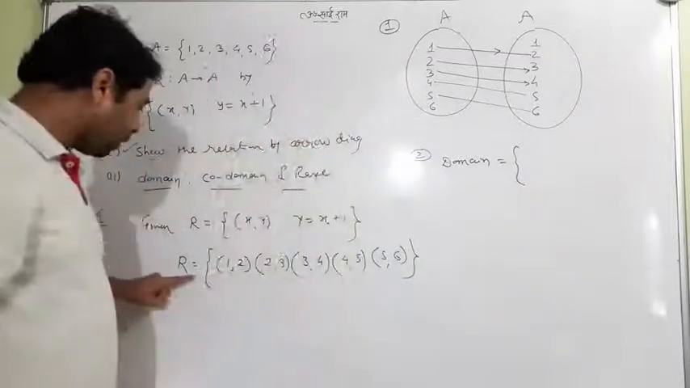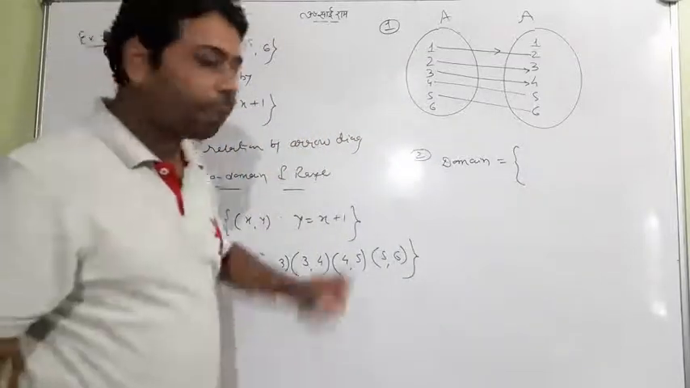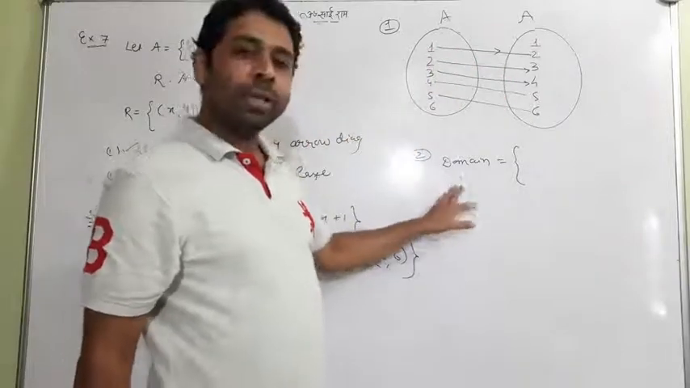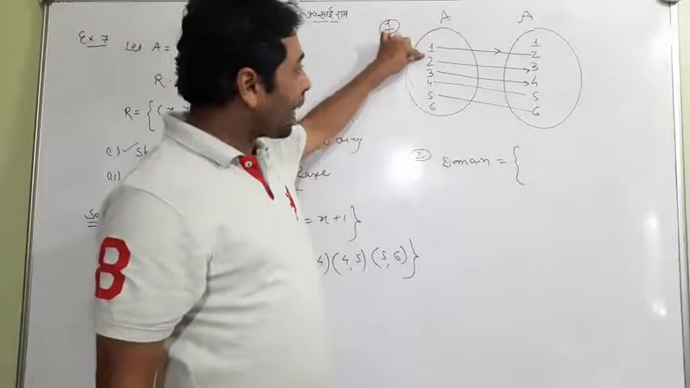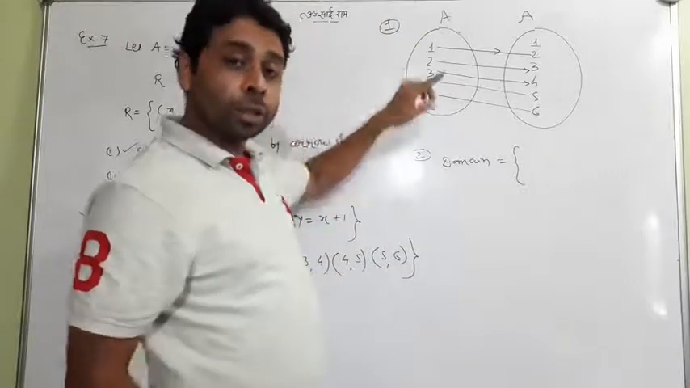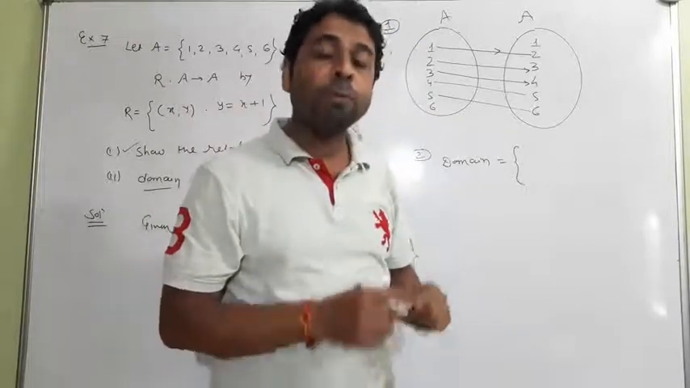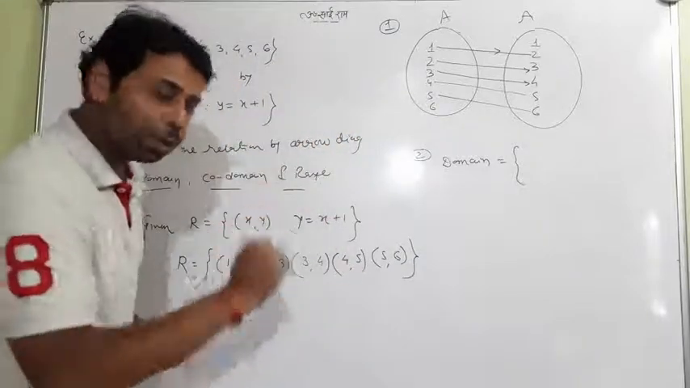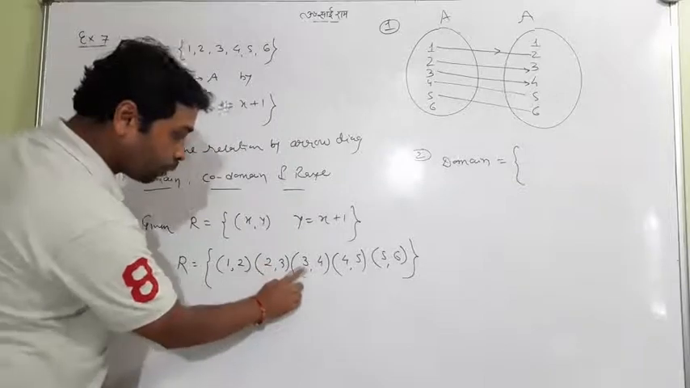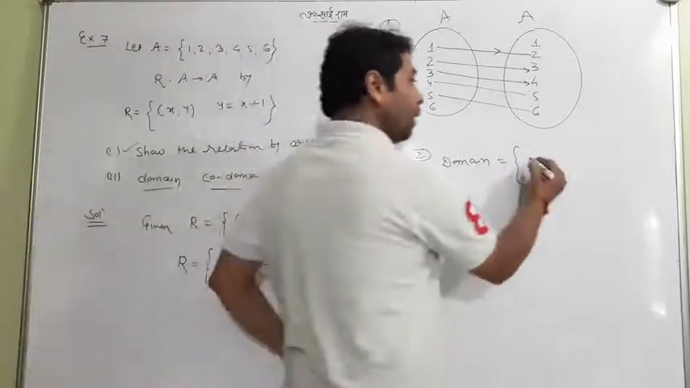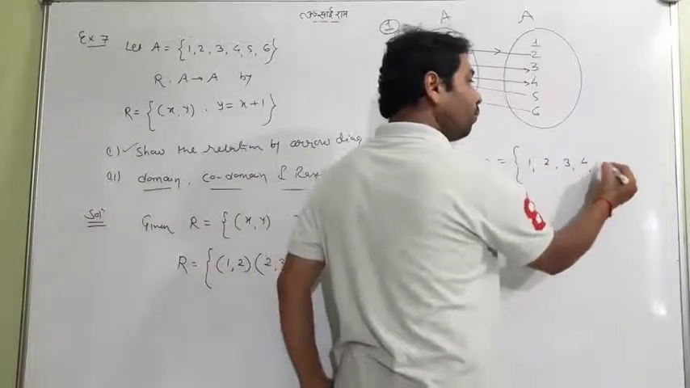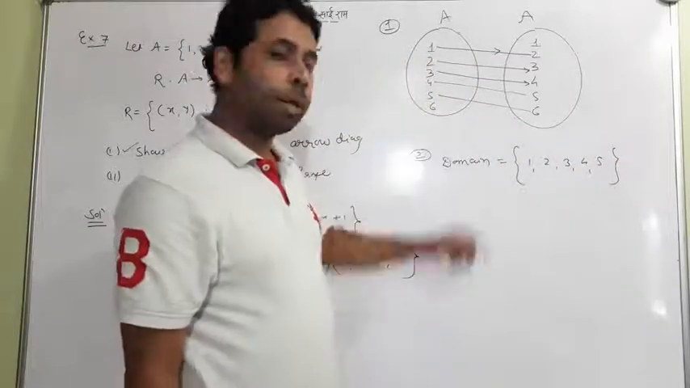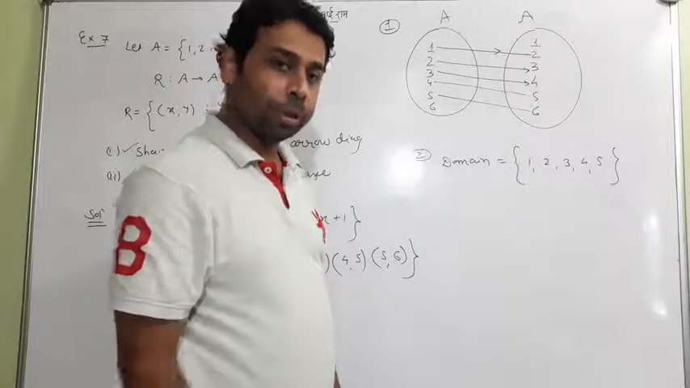After making the relation in roster form or after making the arrow diagram, one can easily predict the domain. Domain is only the first element of the relation. Keep the language in mind: first element of the relation. So this is your relation now. First elements are 1, 2, 3, 4, 5. So only 1, 2, 3, 4, 5 is the domain of the relation. 6 will not come because 6 does not have its own image.